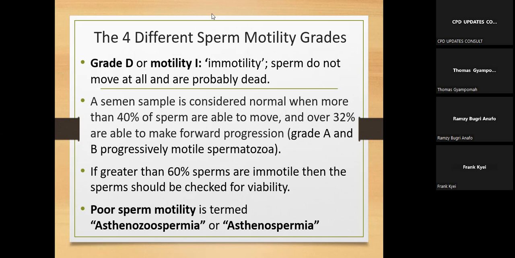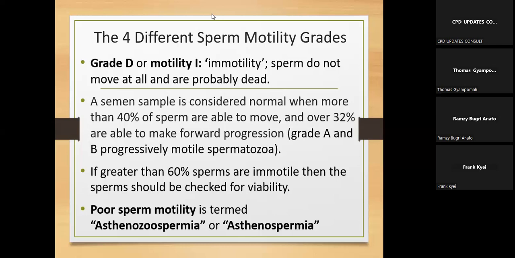All right. A semen sample is considered normal when more than 40% of the sperm are able to move and over 32% are able to make forward progressive movement. That's in group A and group B combined, if they are more than 32. So you see that now with the new classification, a lot of the parameters have been decreased.